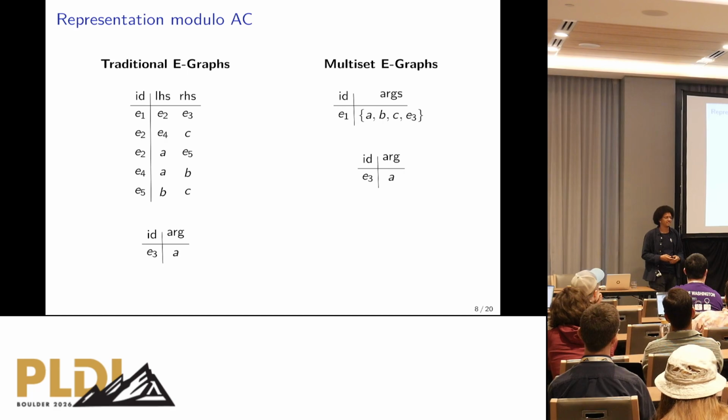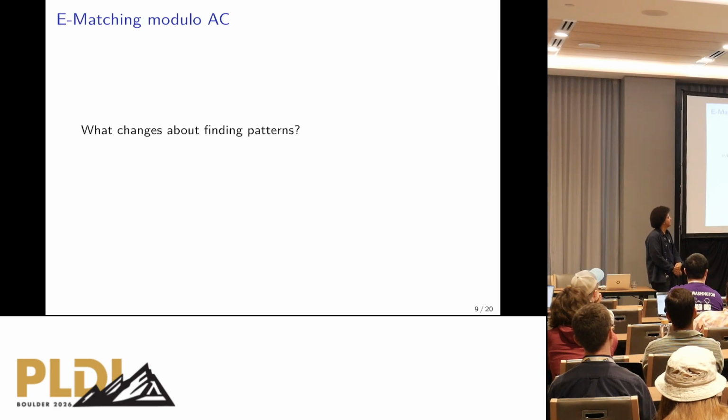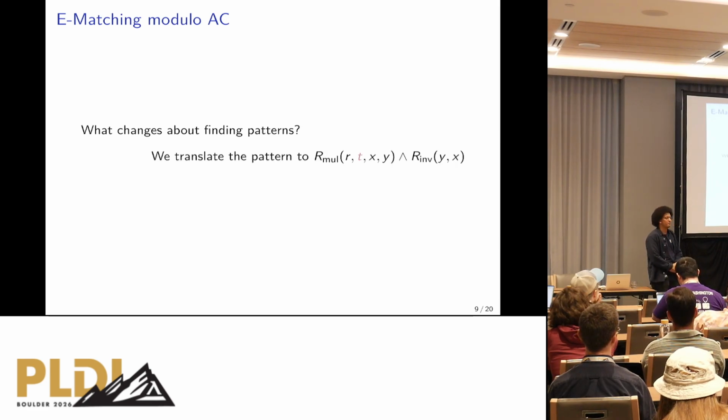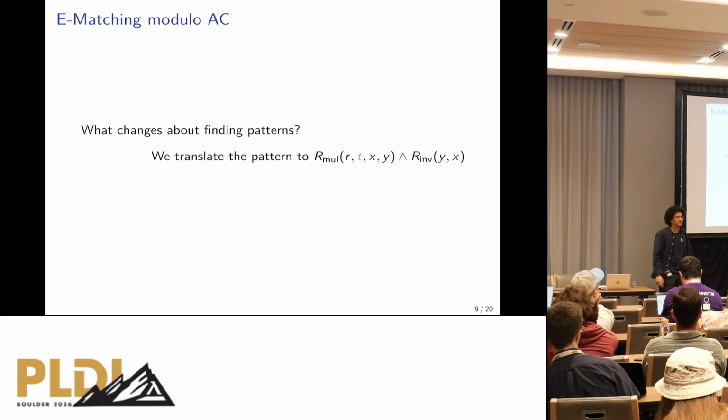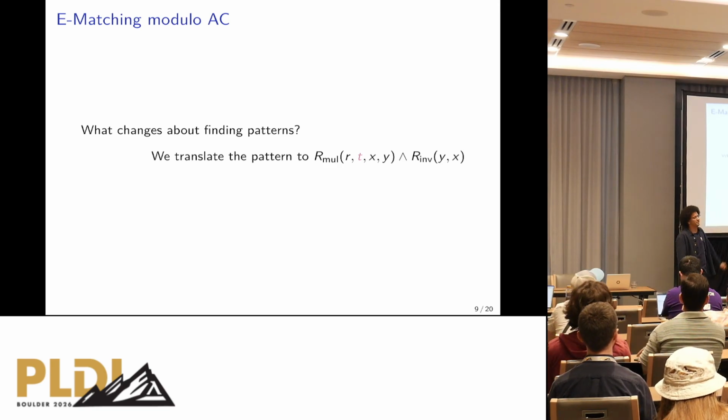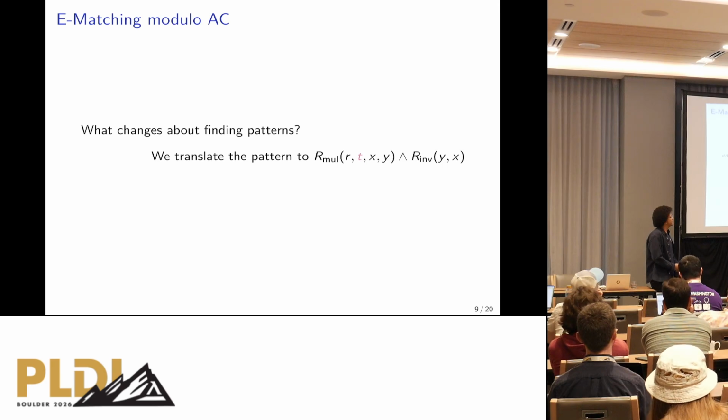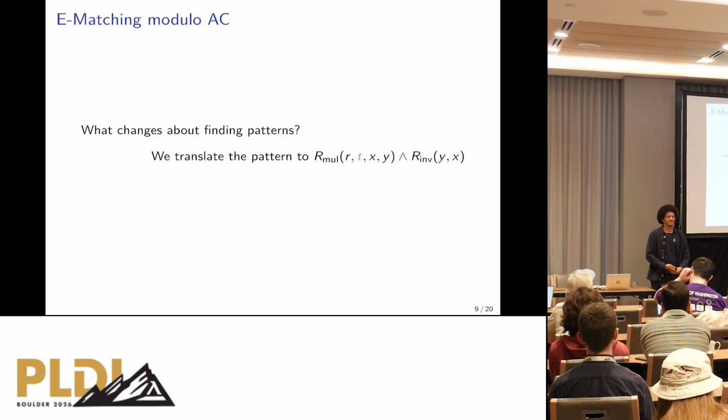And the database representation would be this one. Notably, we only do this for the relations, for the operators that have the AC property. The others we leave untouched. Okay, so what changes about pattern matching? We compile the pattern to kind of the same lowering, but we introduce a new formal variable. The purpose of this is to differentiate multisets, which we'll see in the next slide.